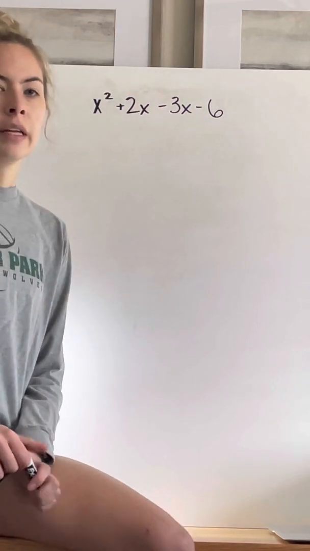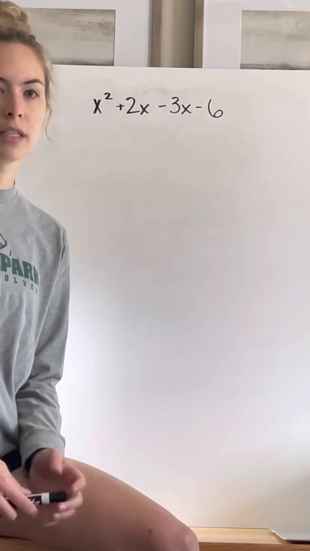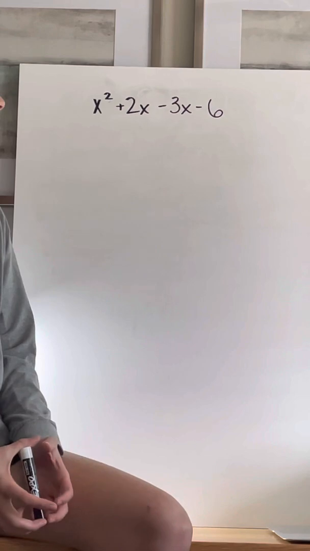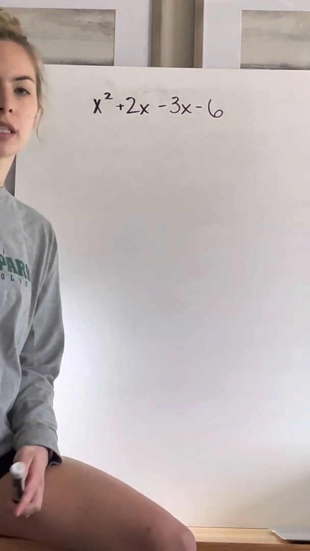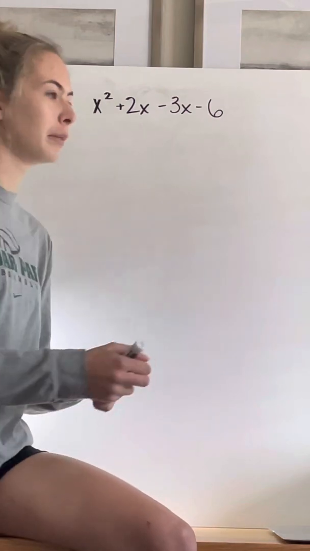Okay, so this lesson is going to be very similar to last. Now we're just adding negatives into our expression. So our expression is x squared plus 2x minus 3x minus 6. As you can see, last time we had no negatives. Now we do, so it's just going to look a little bit different.